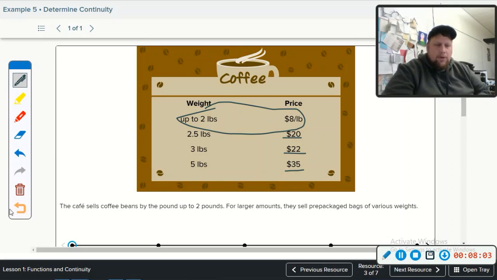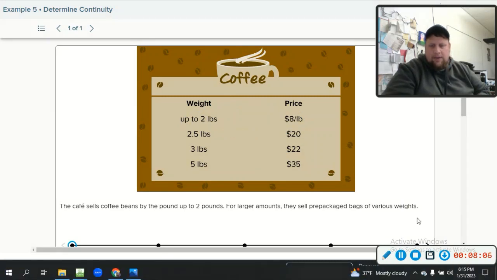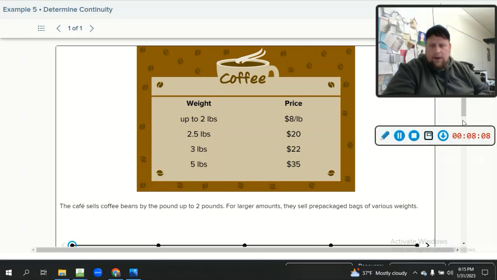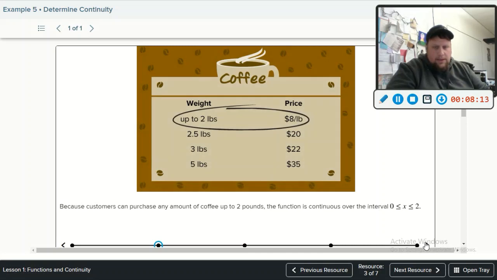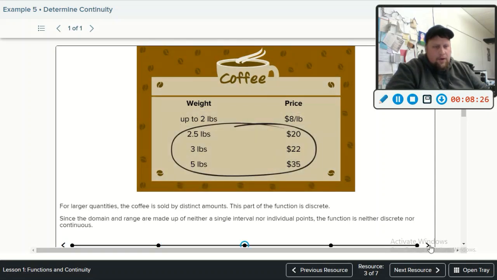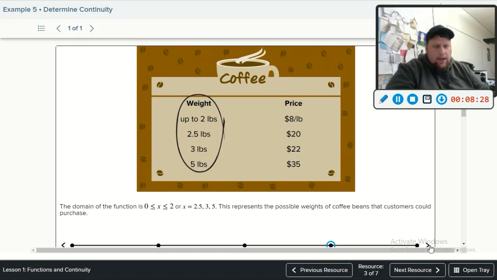And that's what these slides are really telling us right here. Because the customers can purchase up to any amount of coffee, 2 pounds, the function is continuous between 0 and 2. So that's x is greater than or equal to 0, but less than or equal to 2. For larger quantities, what I was saying is discrete. The domain of the function, so again, x is between 0 and 2, and then x can be 2.5, 3, or 5. So that is the entire domain. Go ahead and write that down in your domain section.